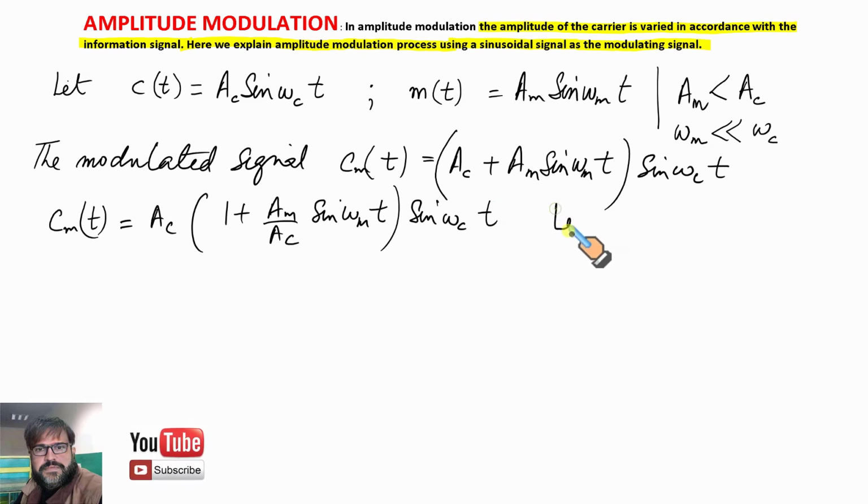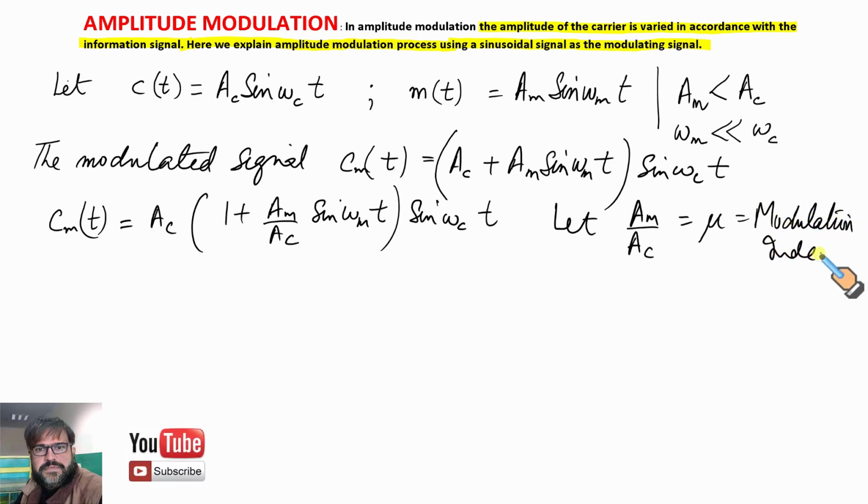So we say let AM upon AC be written as mu. This is called the modulation index, which is always kept less than 1 to avoid distortion.